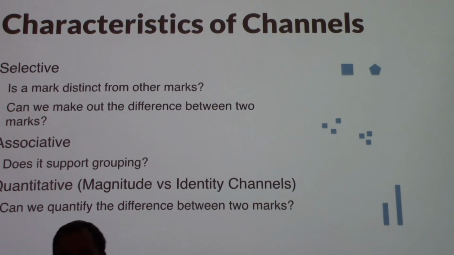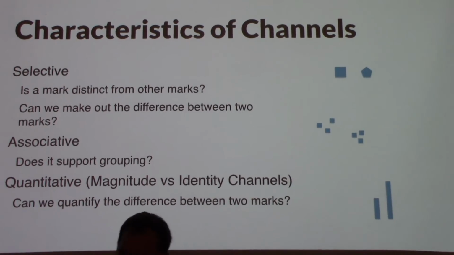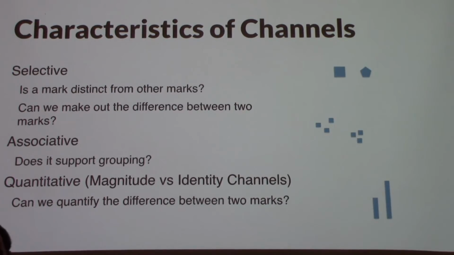So there's a couple of characteristics how you can classify these channels. We call a channel selective if its mark is distinct from other marks. So can we make out the difference between two marks? For example, for categories or for shapes, we can clearly distinguish those two of them. And we can also clearly distinguish the position of these 3 points from these 3 points. Associative: does it support grouping? In this case we can clearly see that position is great for grouping, but with shapes, it's really more difficult to do grouping.